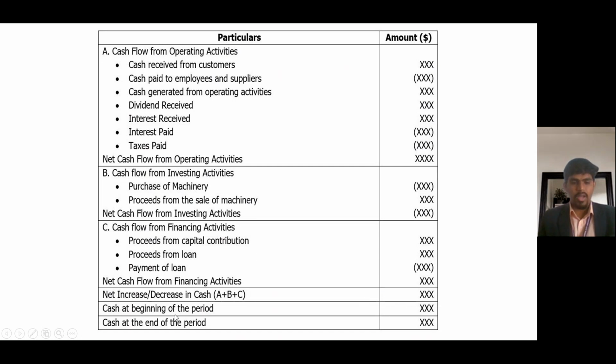Next, cash at the beginning of the period. So at the beginning day, what cash is available with us, and cash at the end of the period. What all the cash will be available at the end of the period. So these are the concepts which I wanted to discuss.